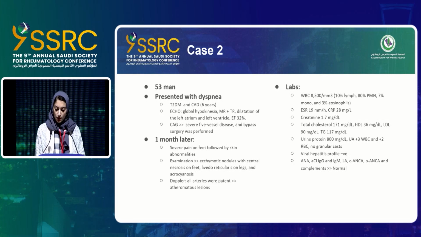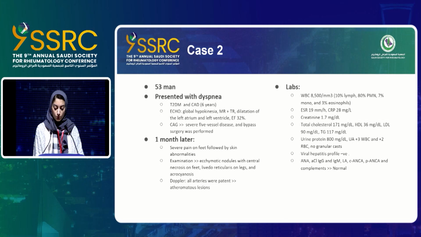CRP was only a little bit elevated, and creatinine was marginally high at 1.7. Urine protein was 800 with positive 3 white blood cells, positive 2 RBCs, and no granular casts. Viral hepatitis was negative, as well as autoantibodies and complements. So what do you think?